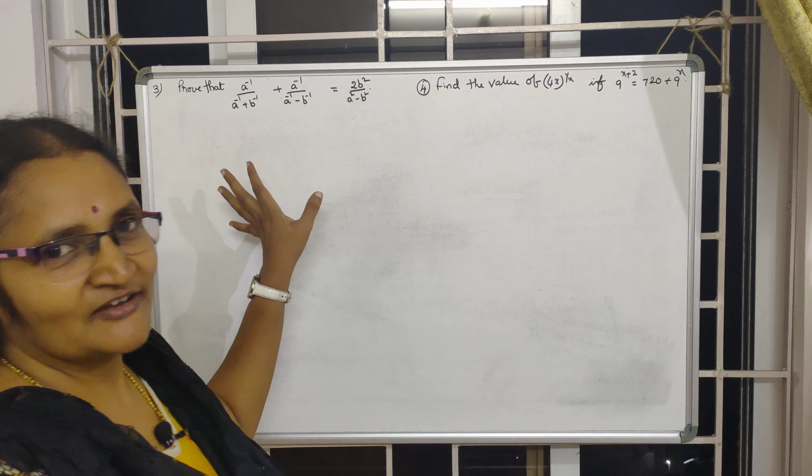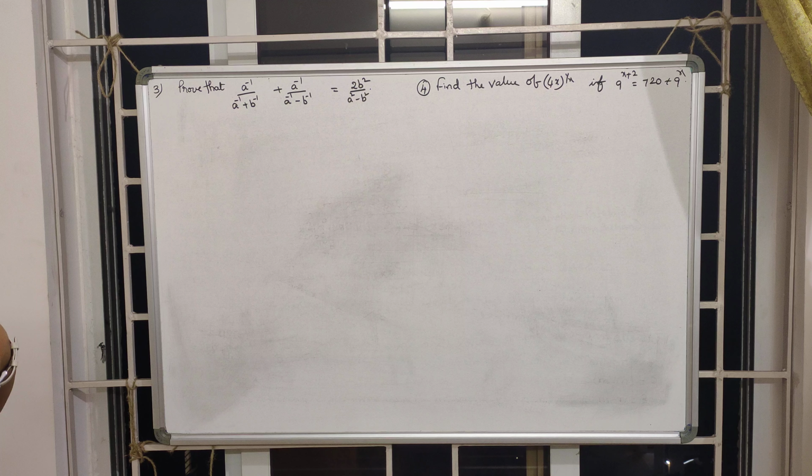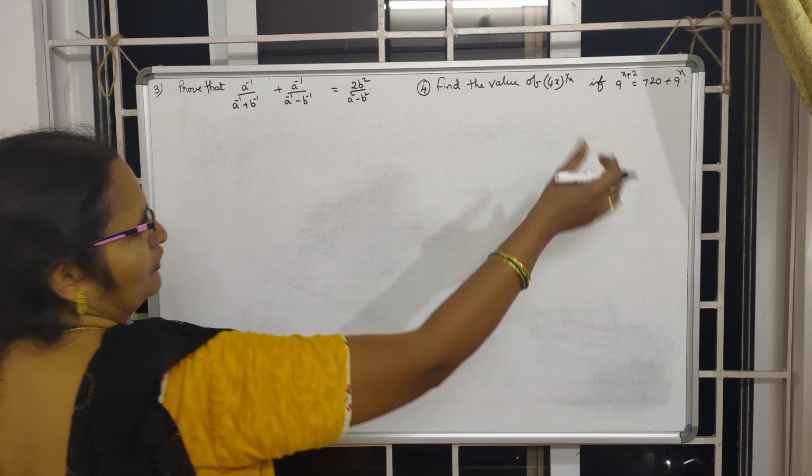Everyone, let us see the next examples. Prove that (a to the power minus 1) by (a to the power minus 1 plus b to the power minus 1) plus (a to the power minus 1) by (a to the power minus 1 minus b to the power minus 1) equal to 2b square by a square minus b square. First we will see this sum, then we will go for that one.